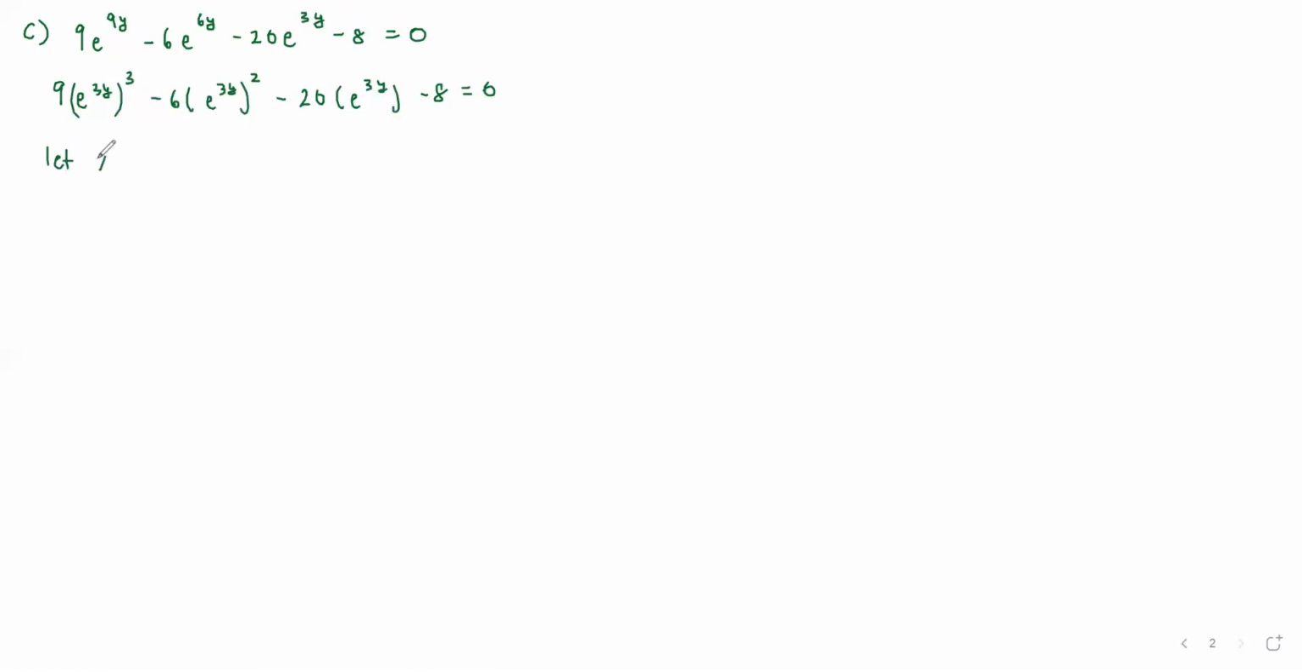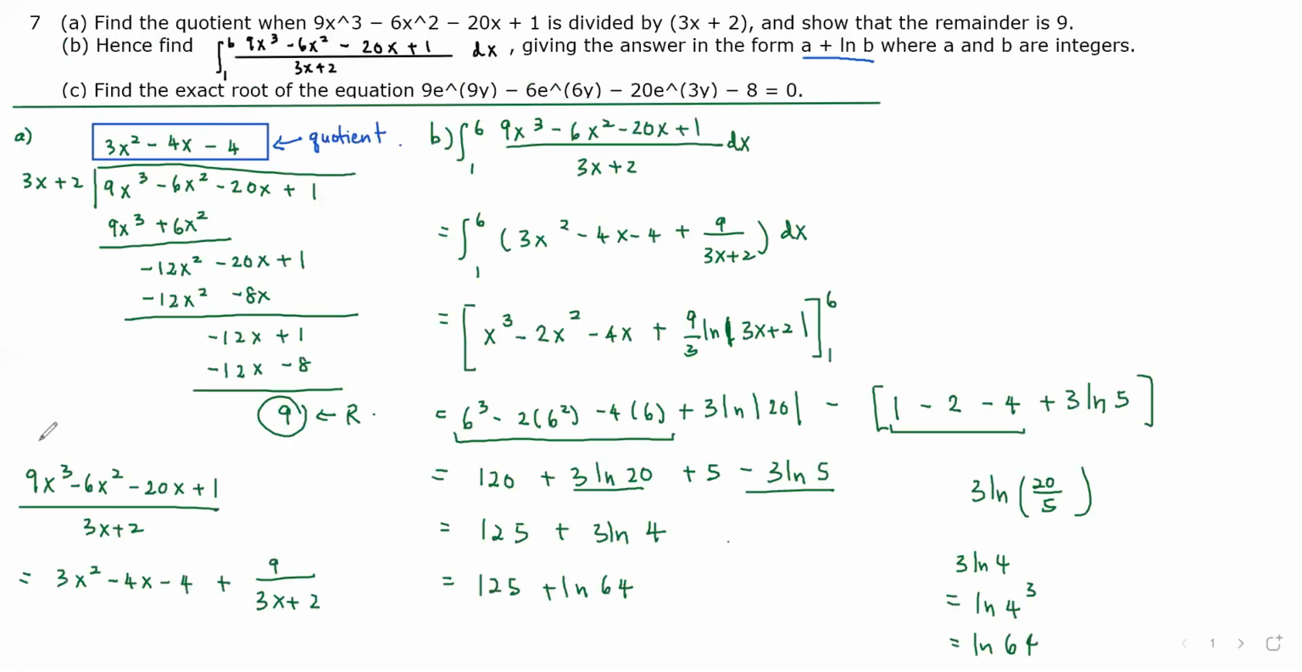And we can always let x be e^(3y). And that equation becomes 9x cubed minus 6x squared minus 20x minus 8 equals 0. And let's look at this equation. It is very similar to what we have here: 9x cubed minus 6x squared minus 20x plus 1. The remainder is 9. So 1 minus 9 will give you a negative 8 here.